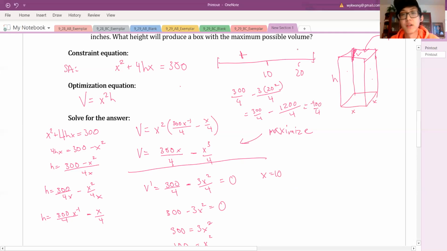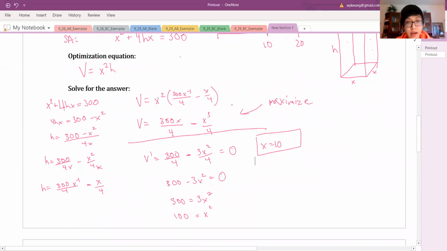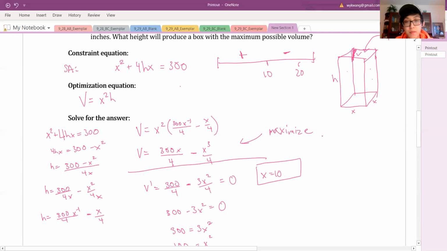So that's clearly negative. So what this tells us is that 10 is indeed a maximum. It goes from positive to negative, so at the top of the hill. So x equals 10 is a maximum. But the question is, what height will produce a box with the maximum possible volume? So to get the height, we just simply plug x equals 10 into the constraint equation. Plug it in for x over there.